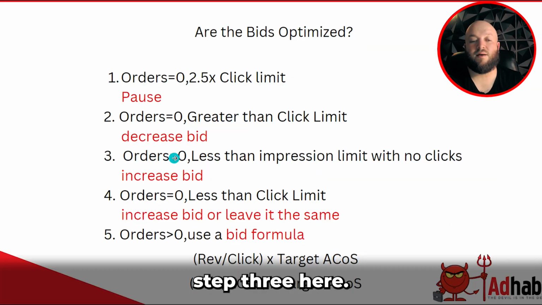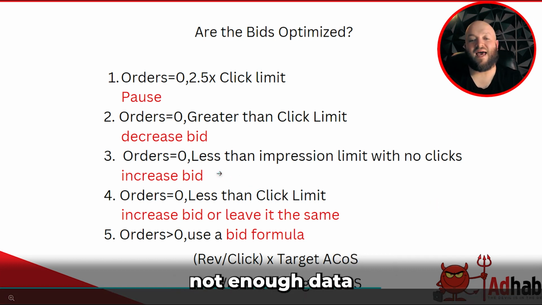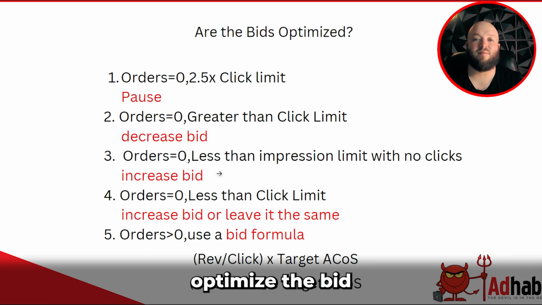We're going to get to step 3 here, orders equal 0, less than the impression limit with no clicks. And we're going to go ahead and increase the bid on those. And the reason you want to do that is there's not enough data to work with. You don't have enough impressions, you don't have any clicks. And how can you optimize the bid if you don't have any data, right? We don't want keywords sitting in there doing nothing. We want to get the data, and we don't want them wasting our time. We want to test them and figure out if they're good. If they're not good, we'll get rid of them. If they are good, we'll keep them. And that really helps to grow your Amazon PPC account.